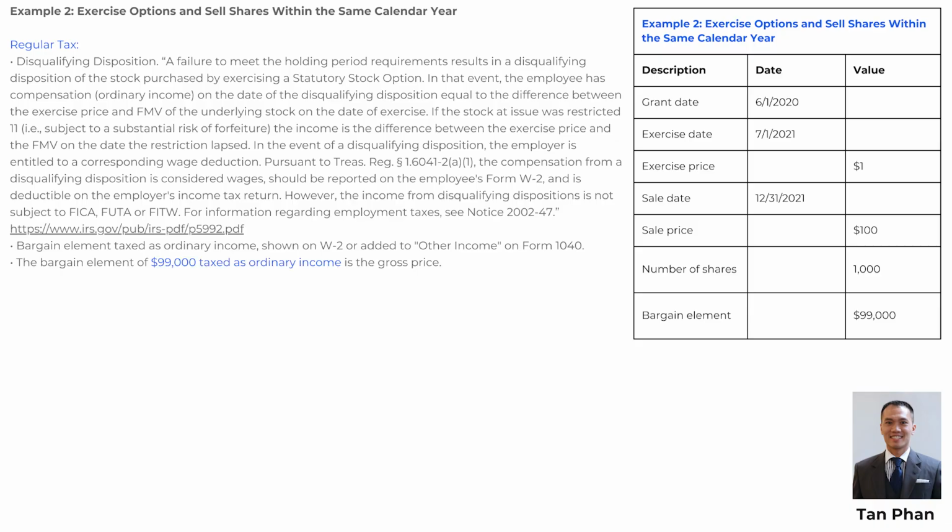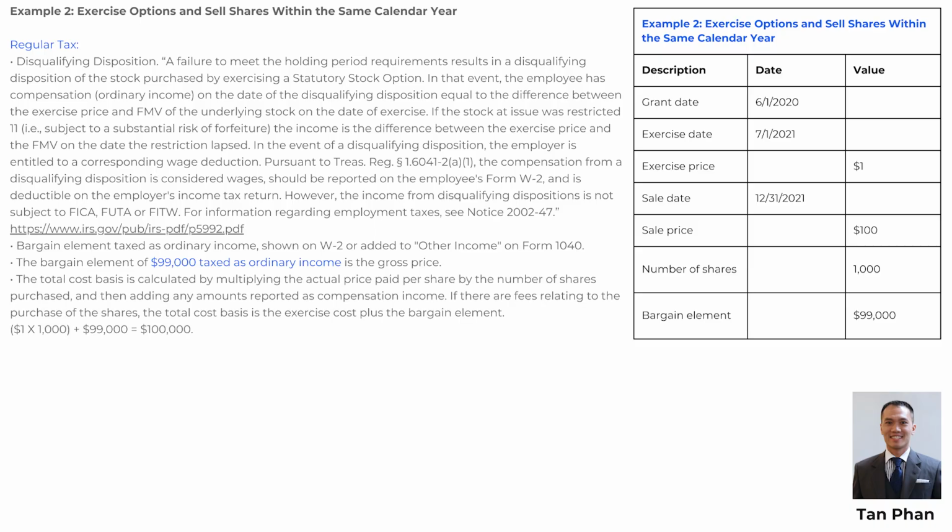The bargain element of $99,000 taxed as earned income is the gross price. The total cost is calculated by multiplying the actual price paid per share by the number of shares purchased and then adding any amount reported as compensation income. If there are fees relating to the purchase of the shares, the total cost basis is the exercise cost plus the bargain element. $1 times 1,000 plus $99,000 equals $100,000.